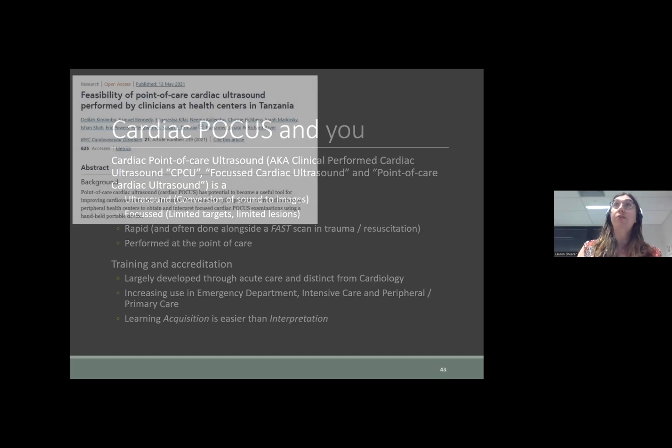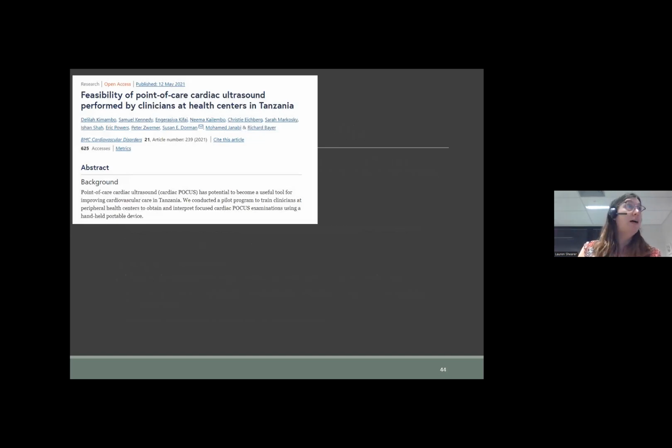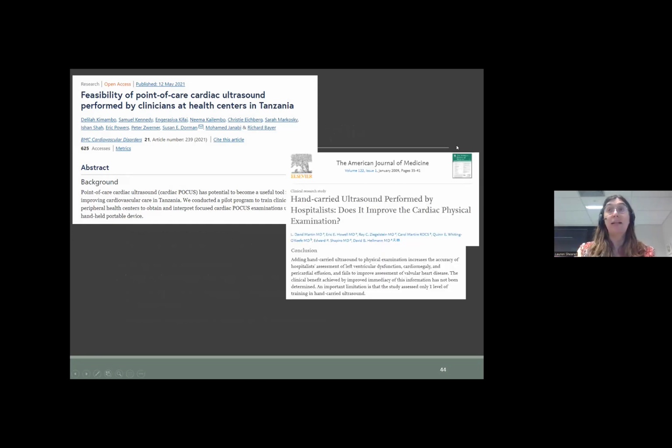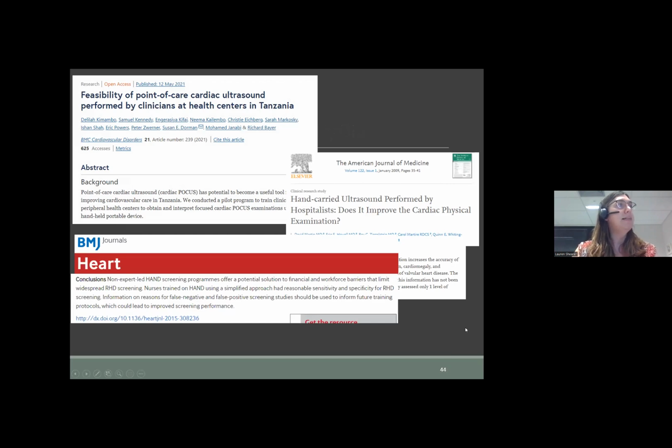Just highlighting that this is still studied. We have known for a while that it does improve our ability to recognize things like cardiomegaly, left ventricular dysfunction, and pericardial effusions. And it does, even in the hands of non-doctors, improve sensitivity for screening of important diseases like rheumatic heart disease when done in an appropriate framework and with backup.